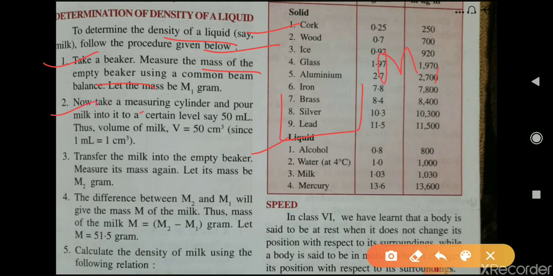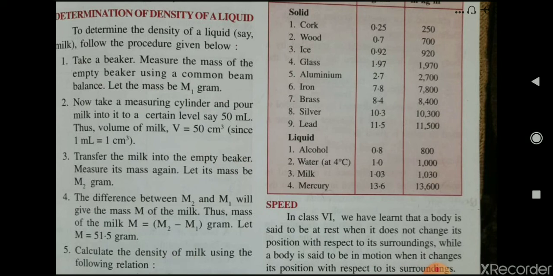Now, take a measuring cylinder and pour milk into that cylinder. Suppose we need to find out the density of milk. So pour this milk, whose density is to be found out, into a measuring cylinder up to 50 ml, or we can say 50 centimeter cube, as we know that 1 milliliter is equal to 1 centimeter cube.